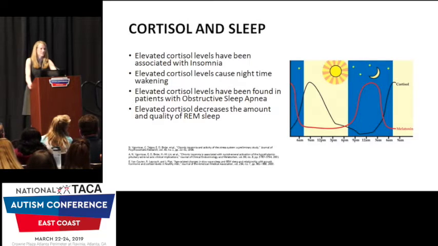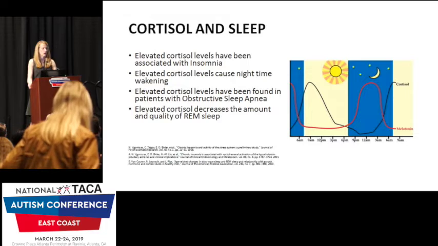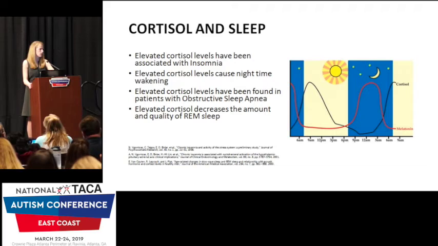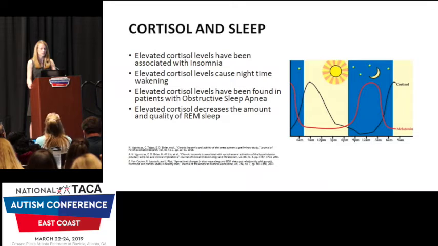So cortisol in general, how does it affect health? We'll start with sleep. High cortisol levels have been associated with insomnia. They have been associated with nighttime waking, and have also been found in children and people with obstructive sleep apnea. And elevated cortisol will decrease the amount of quality REM sleep. REM sleep is really important. This helps with social emotional signaling and allows people to better respond to body gestures as well as eye contact. Humans actually have more REM sleep than any other mammal.